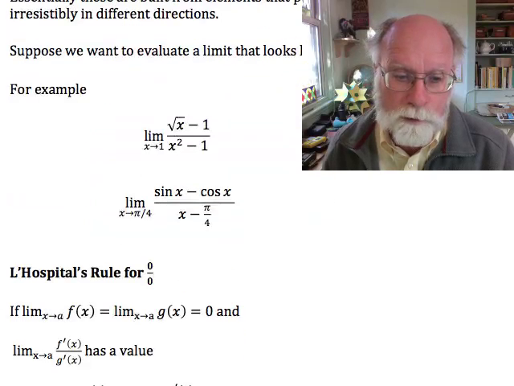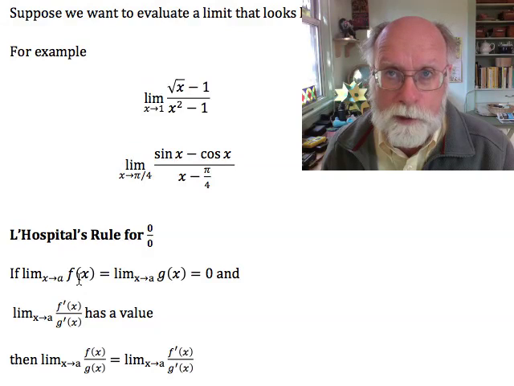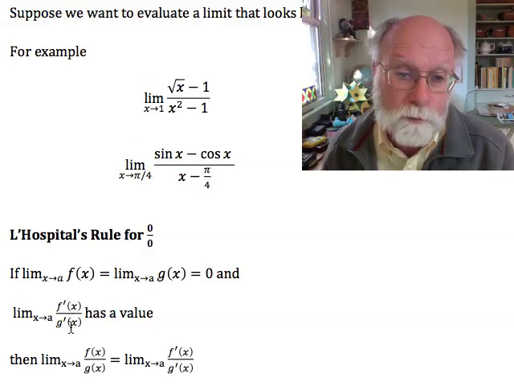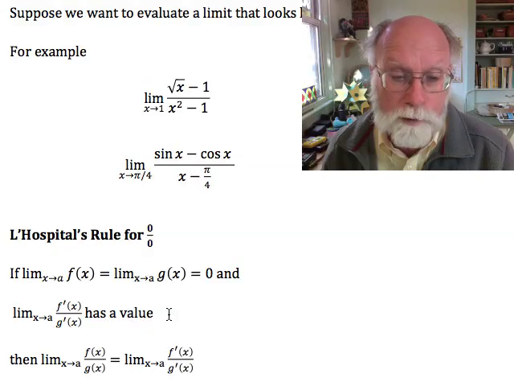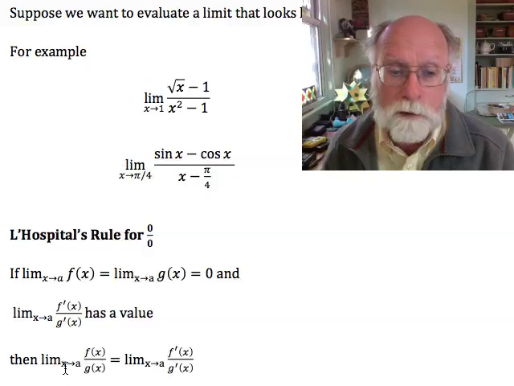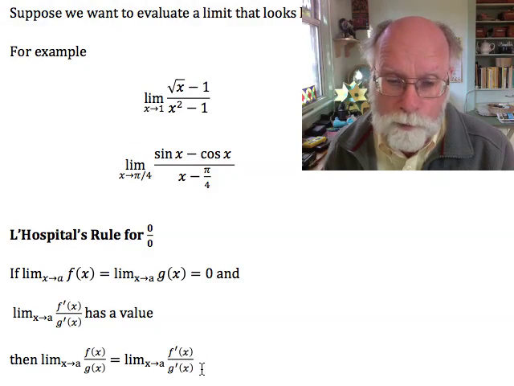Okay, so what does L'Hopital's rule say? It says that if the limit of some function f of x as x goes to a and the limit of some function g as x approaches a is in each case 0, and the limit as x approaches a of f prime over g prime, so those are the derivatives, derivative of f over derivative of g, if that limit actually has a value, so we can evaluate it, it's not an indeterminate form, it has a value, then the limit as x approaches a of f of x over g of x is equal to the limit as x approaches a of f prime over g prime.